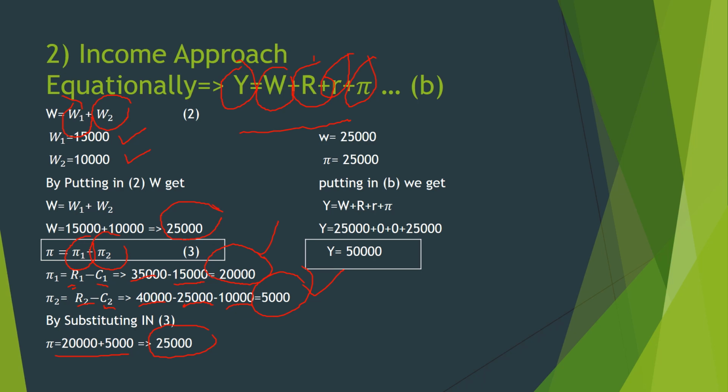By incorporating this 25,000, that is total wages, and this 25,000, that is the total profit, into the national income accounting equation, we can get the national income according to the income approach. Here we put 25,000 against total wages, and we put 0 against capital R and small r because no information is available in the example about the rent and rate of interest. And we put 25,000 against the total profit. By adding this 25,000 and 25,000, we get the national income, that is 50,000.